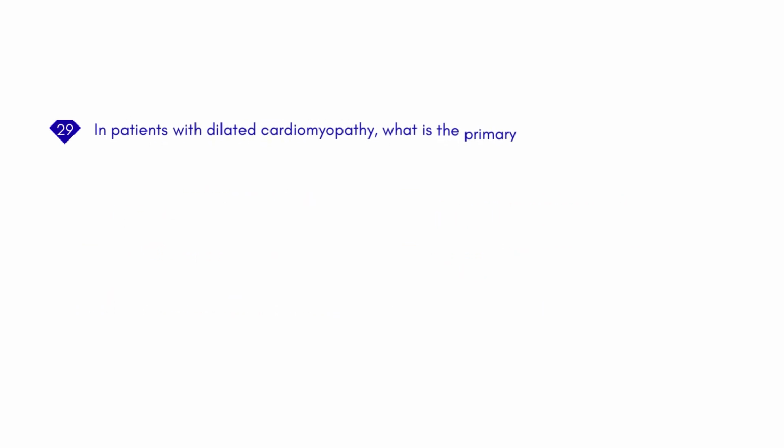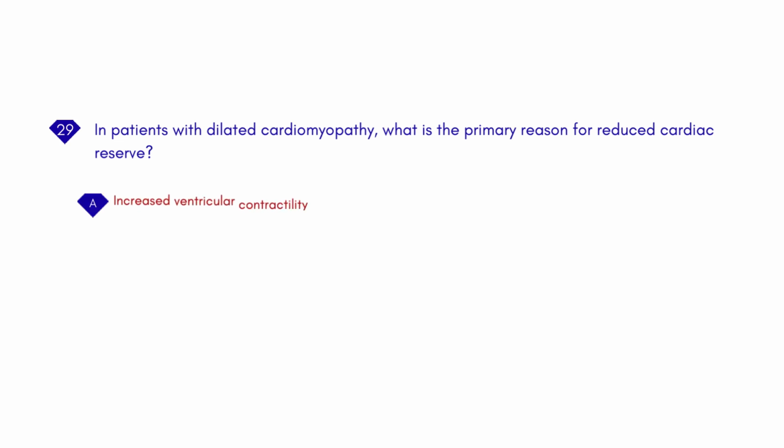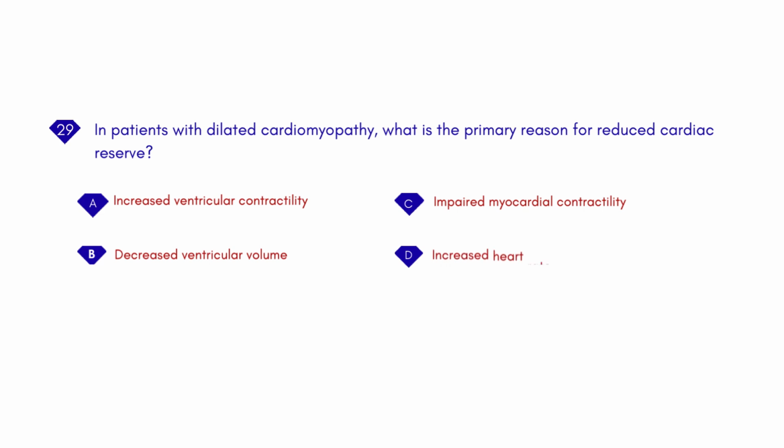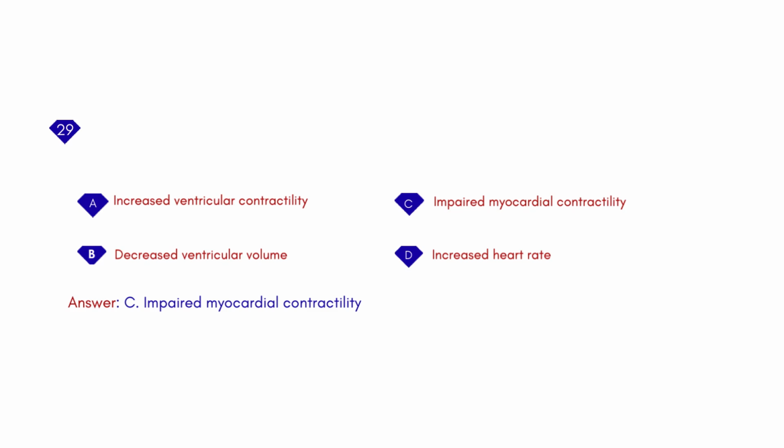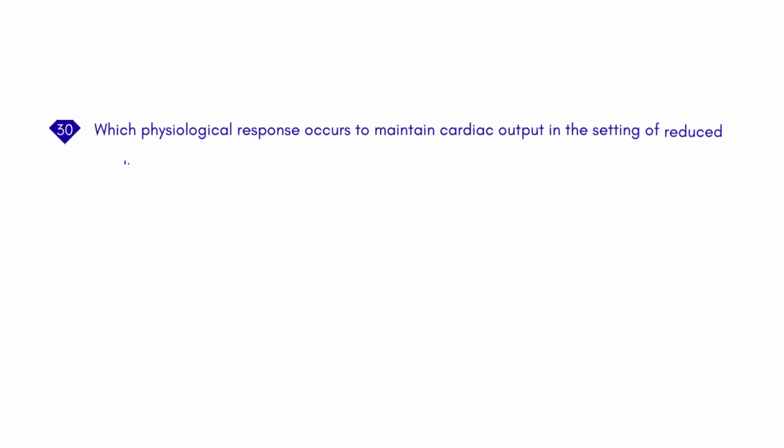In patients with dilated cardiomyopathy, what is the primary reason for reduced cardiac reserve? A. Increased ventricular contractility. B. Decreased ventricular volume. C. Impaired myocardial contractility. D. Increased heart rate. Answer: C. Impaired myocardial contractility.